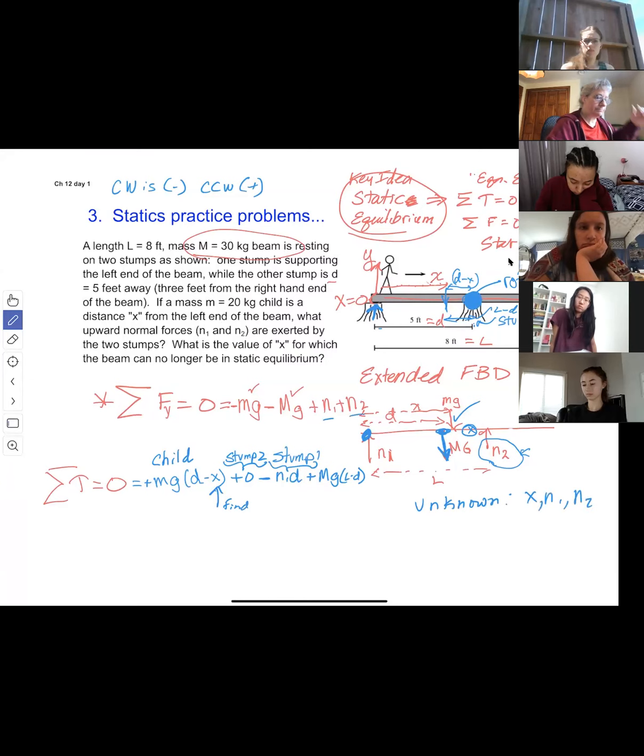And here we've got two equations. In here we know mg, we know d, we know L. So it seems like our only unknowns are x, N1, and N2. As it stands, there really isn't enough information here yet. We need something else in order to be able to solve this problem.